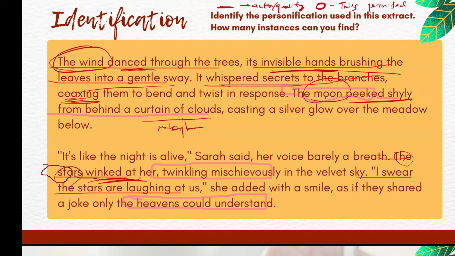Twinkling mischievously. That's another human trait, right? In the velvet sky. "I swear the stars are laughing at us," she added with a smile. And since this is her dialogue, we wouldn't say that this is personification, because this is just what she's saying. She added with a smile as if she shared a joke only the heavens could understand. The heavens understanding a joke is personification. So yeah, that's a paragraph packed with personification right there.